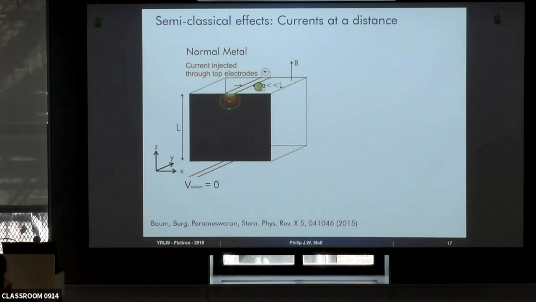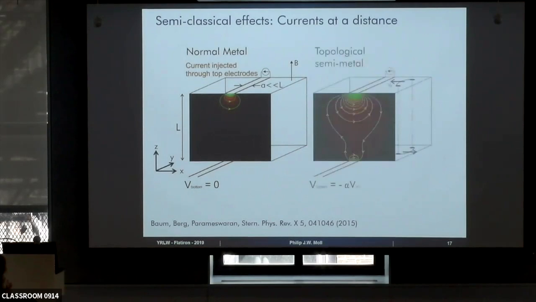Then you know that you solve the Laplace equation and you get a very local current profile here. So if you measure the voltage, let's say down here, there will be basically zero voltage. It will be very, very small, and if at all you see something, it's positive. If you do this in a topological semi-metal, this is what they get.